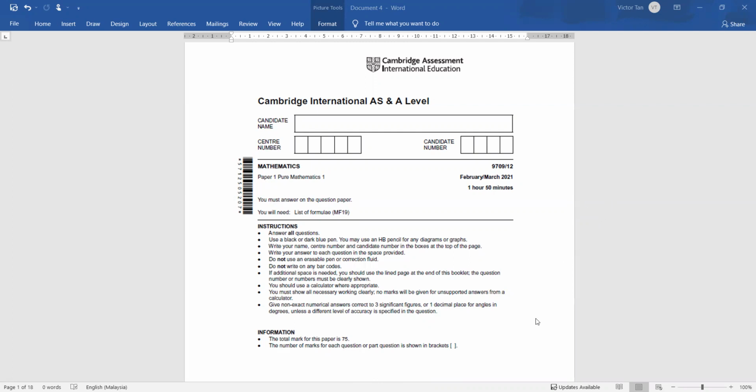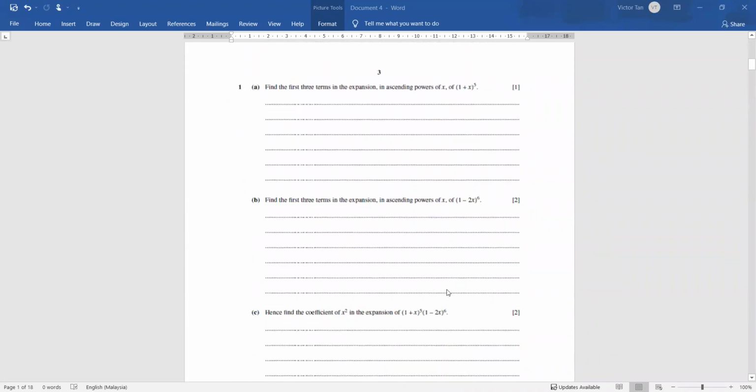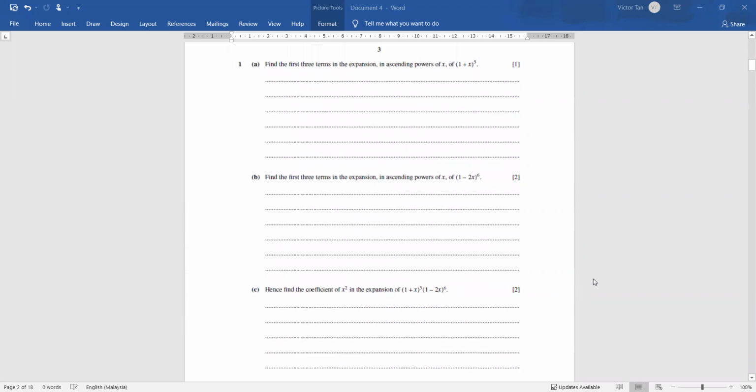Today we're going to do 9709 AS Math, 2021 February-March paper. Okay, let's start. The first question is find the first three terms in the expansion in the ascending powers of x.